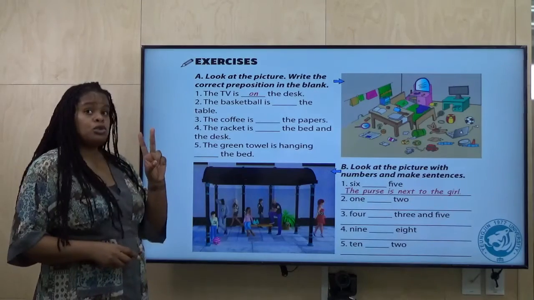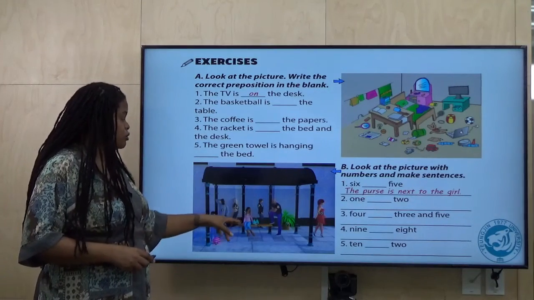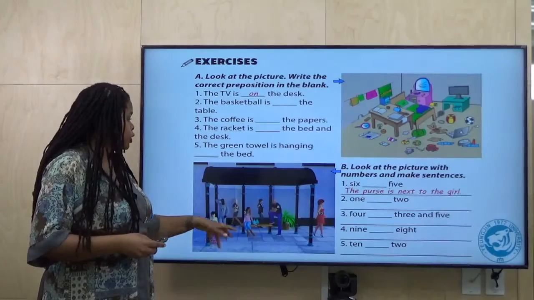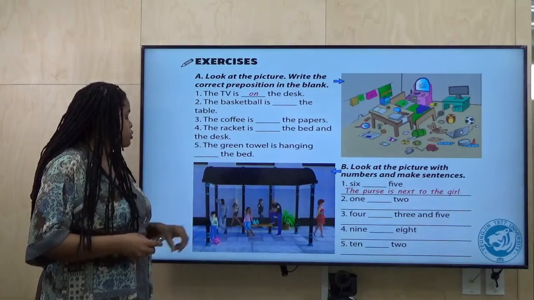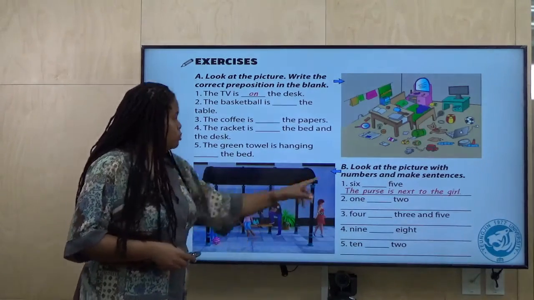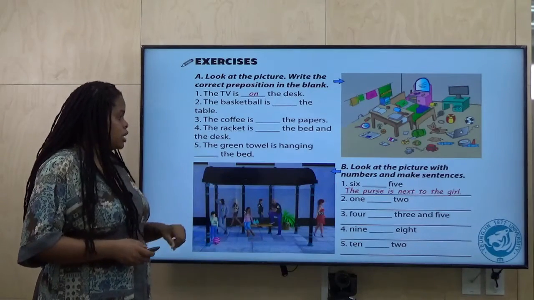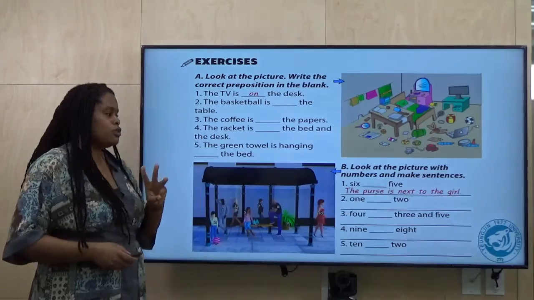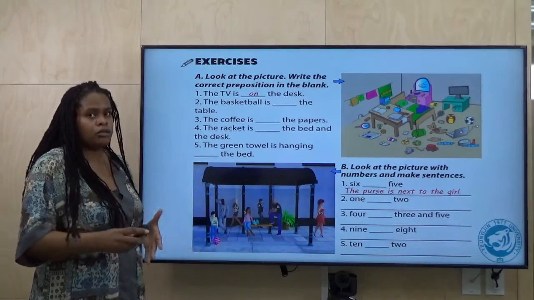So they've given you 2 objects. You need to write how they are related to each other. Choose a correct prepositional verb that shows how they're related to each other. The purse is next to the girl. Most of these only have 2. Number 3 has 3 objects that you have to decide how they're related to each other.